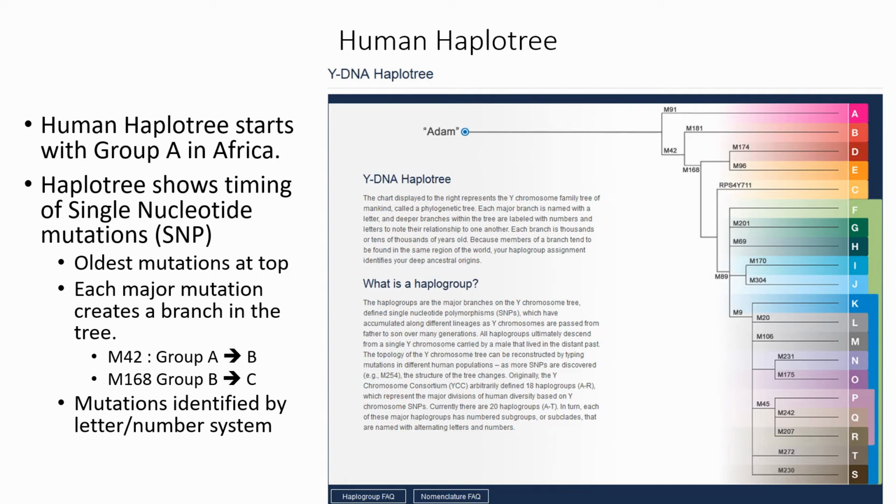At some point along the way, a mutation occurred, which is called M42, and that mutation divided the human race into 2 groups: one that did not have the M42 mutation, which remained Group A, and one group that had the mutation, which became Group B. Later, a mutation at the position M168 separated Group B from Group C. And this process continued, and the mutations are identified by a letter and number system. So here we see groups A through S.